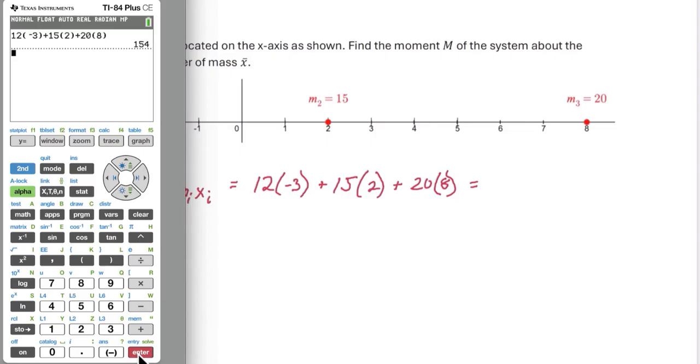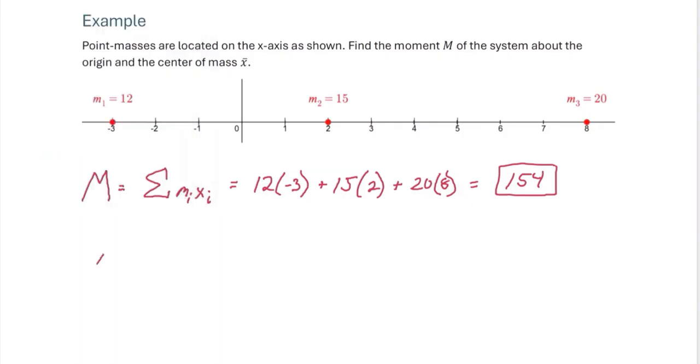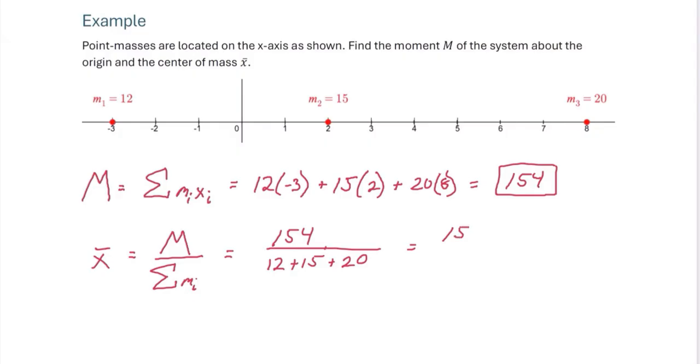We get 154 for the moment. And to calculate the center of mass, x bar, we take the moment that we just found and divide by the sum of the masses. That is 154 divided by 12 plus 15 plus 20. Twelve and 15 is 27, plus 20 is 47. So we have the center of mass: 154 divided by 47.